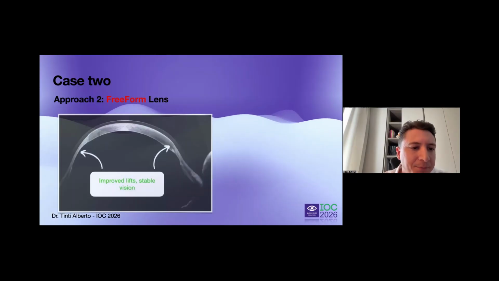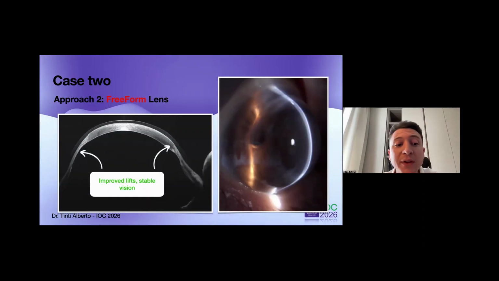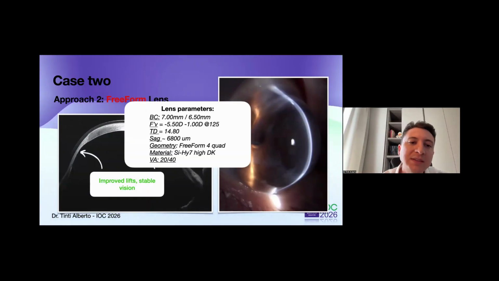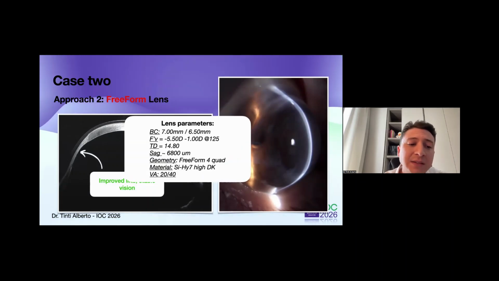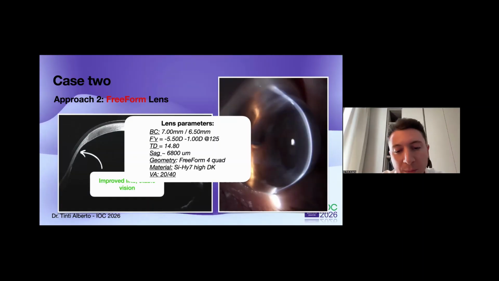This is the result. The lens now adapts properly to the cornea. The tear film is stable with no abnormal pooling or meniscus formation. Finally, the vision becomes stable and consistent. As you can see, these are the parameters of the lens, including diameter and sagittal depth. Visual acuity is also acceptable in this case, and for the patient it is a huge improvement.